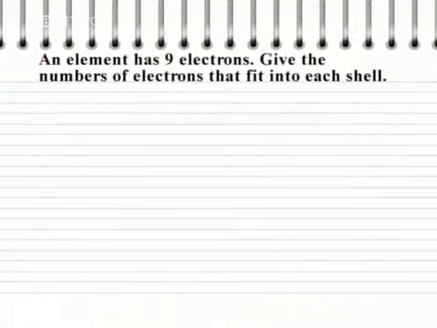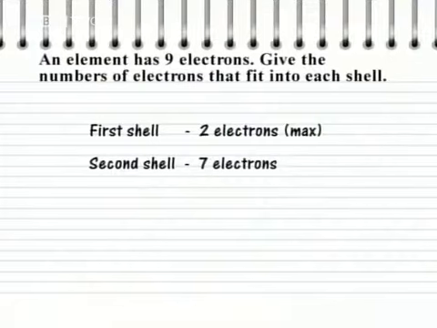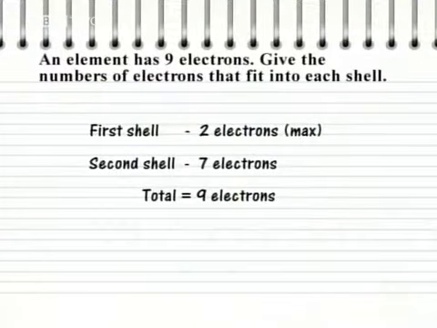The first part of the question asks about an element with 9 electrons. The first electron shell can only hold a maximum of 2 electrons. That leaves 7 electrons to go into the next shell to give the total of 9. This is fluorine.